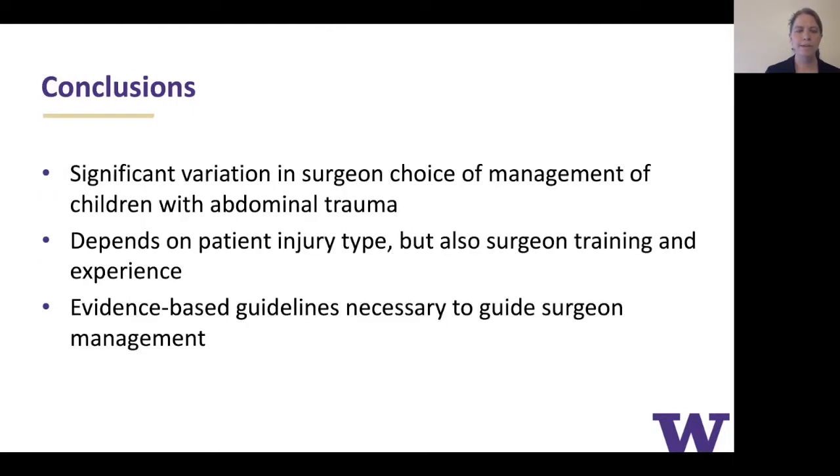So in conclusion, we found significant variation in surgeon choice of management of children with abdominal trauma, and it depended on patient injury type, but also surgeon training and experience. Based on this, evidence-based guidelines are necessary to guide surgeon management.